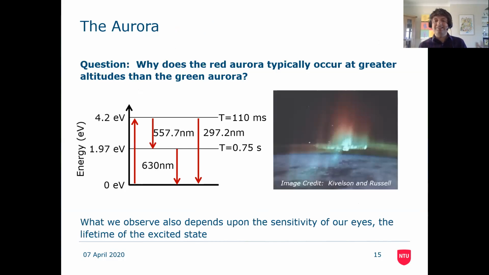We can now find the altitude of this green here. But then I asked the second question: why does the red aurora typically occur at greater altitudes than the green aurora? And of course, we could find this out by doing the same kind of analysis as we've just done using data from the meridian scanning photometer. But why does it happen?